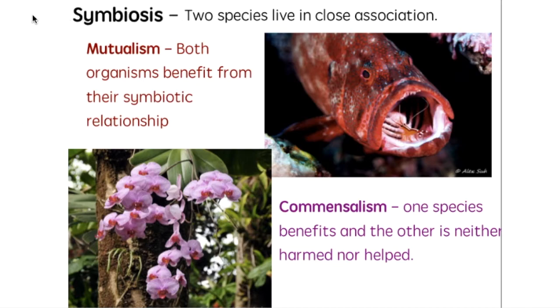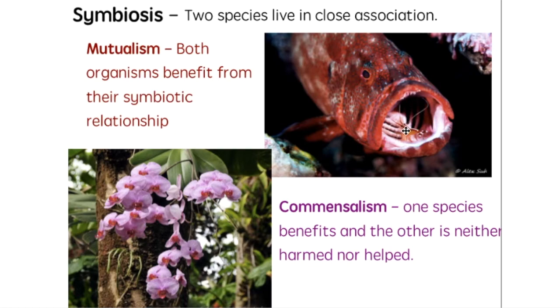Next, we have symbiotic relationships, also called symbiosis. This is when two species live in close association with each other. So there are two forms where it's beneficial. One is called mutualism, like a mutual friend. Both organisms are mutually benefiting from their symbiotic relationships.